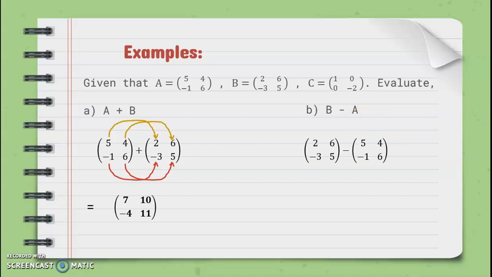Okay, what is the answer, class? Yes, the answer is this one. Okay, how do you get these numbers? So 2 minus 5 we get negative 3. 6 minus 4 we get 2. Negative 3 minus negative 1 will get negative 2. And 5 minus 6 will get negative 1. So that is how we evaluate addition and subtraction of matrices.